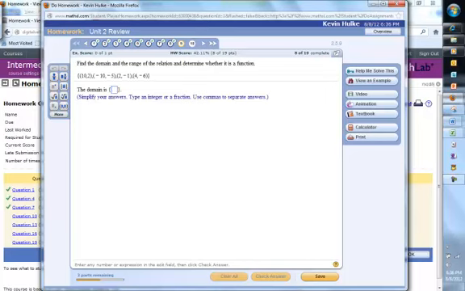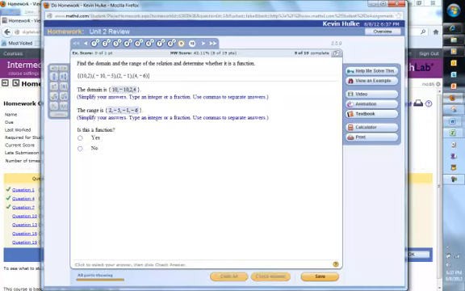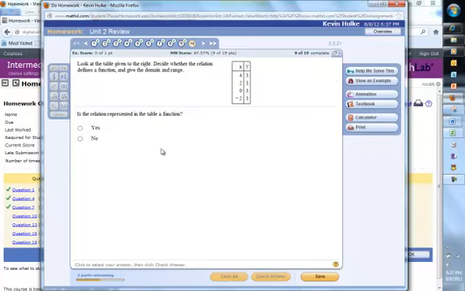Next one, find the domain. Domain are the x variables, 10, -10, 2, and 4. Find the range, 2, -5, -1, and -6. It is a function because there are no domains that have multiple ranges.